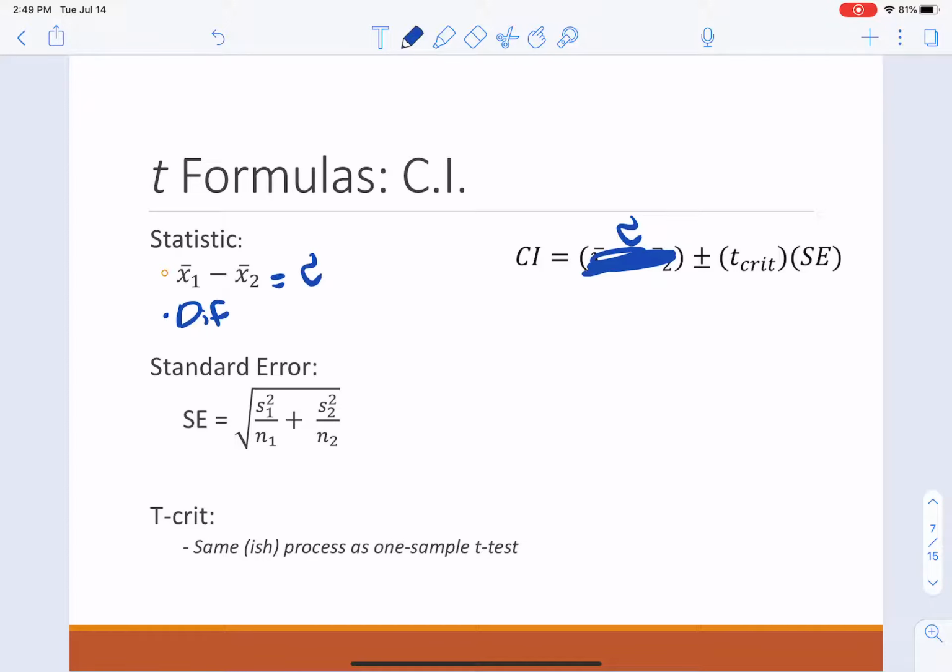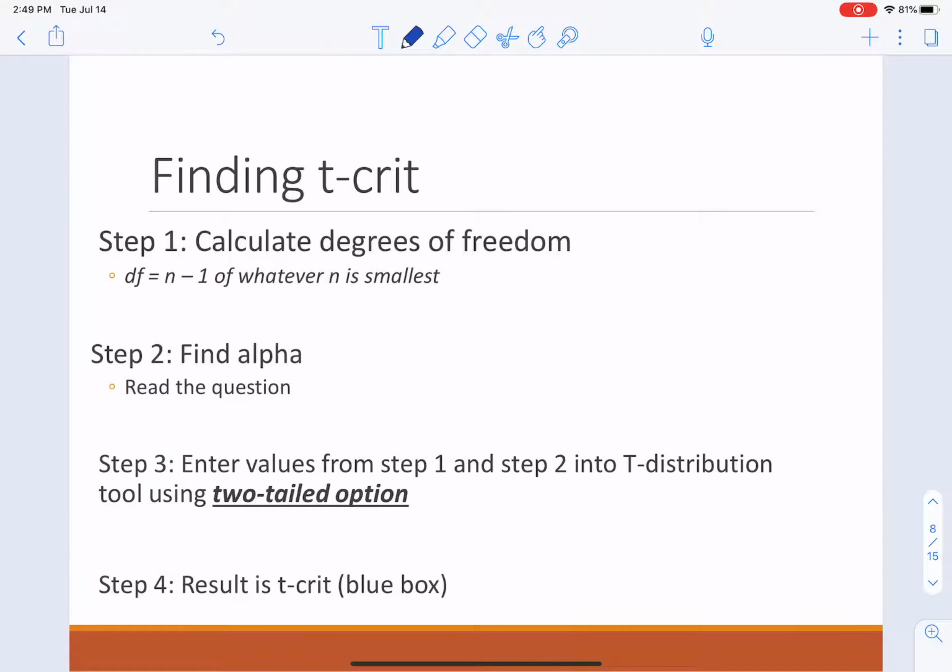Very convenient for us, right? T crit. How do we find that critical value? Well, we just calculate the degrees of freedom, but the caveat being, at least compared to last time, we are now doing the degrees of freedom of the smallest group, okay? More conservative approach. That's okay.